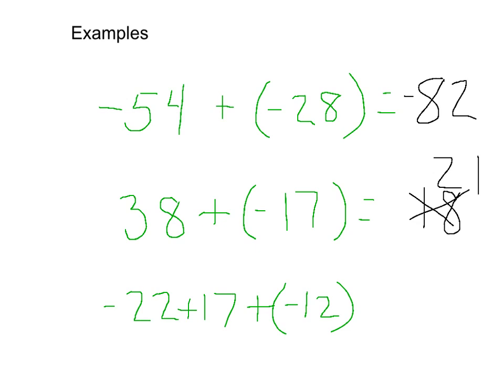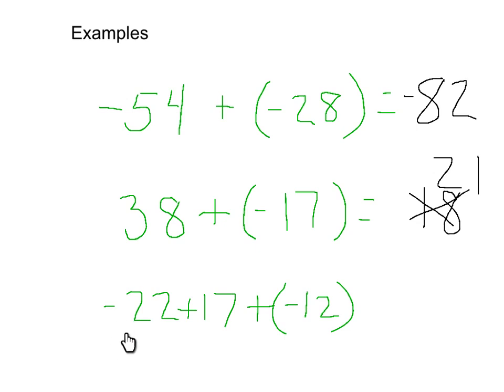Well, we could start off with negative 22 plus 17. These are different symbols, and I know that I could start at this end, or you could start over here where we have a parentheses. You could look at it like 17 plus negative 12. You're going to end up with the same answer. Let's just start at the front. So this has a higher absolute value, so 22 minus 17 gives us 5.